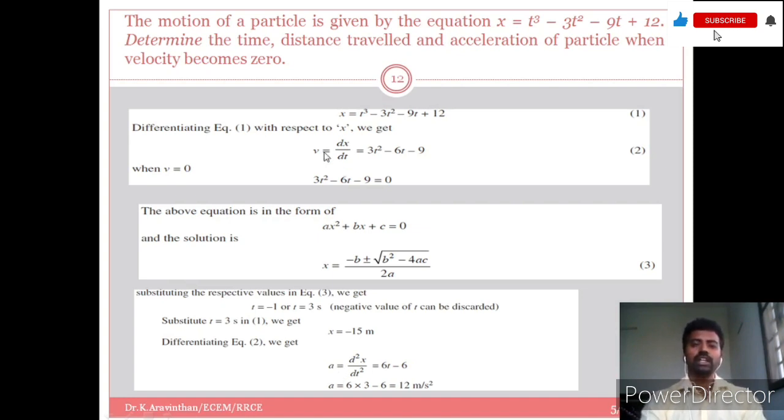The next component will be acceleration. If you differentiate the velocity another time, you will get 2 times 3, that is 6, or minus 6. So 6 or minus 6 is the component. After differentiating, if you substitute 3 instead of t, you will get the acceleration. So right now we found the acceleration, distance and time. If you need velocity, you can substitute the 3 in the velocity equation.